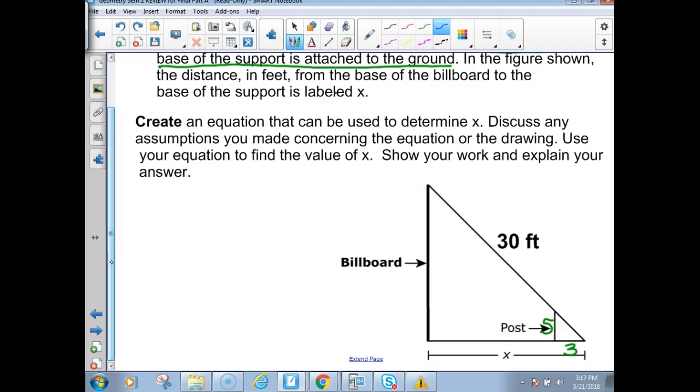All right, what are we assuming? This is a 3-pointer on your final, guys. It's not too hard, but we need to do some explaining to get all the points. First of all, what are we going to assume about these triangles? What kind? You got a billboard and a post. What are we going to assume? Yes, we're going to assume they're right triangles. Okay, so we're going to assume these are right triangles.